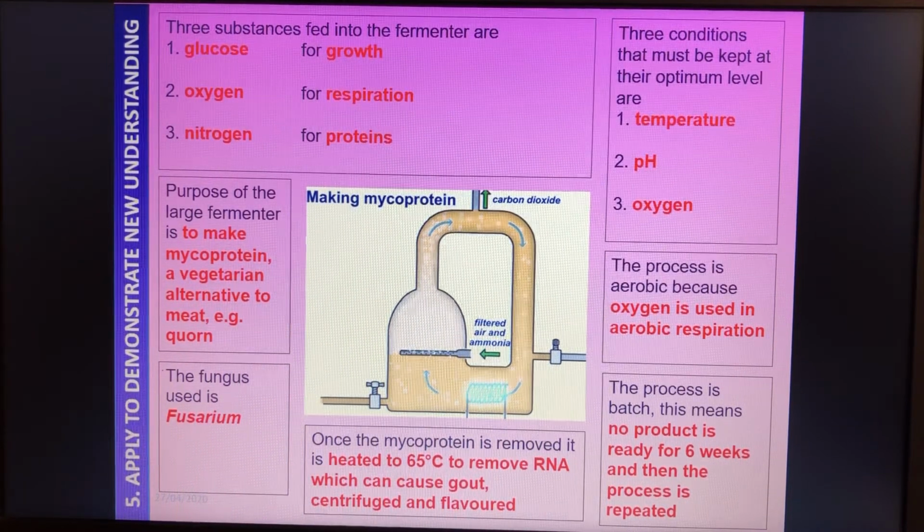3 conditions that must be kept at their optimum level are temperature, pH and oxygen. The process is aerobic because oxygen is used in aerobic respiration. The process is batch. This means no product is ready for 6 weeks and then the process is repeated. So it's all removed, all sterilised and then repeated. And once the Mycoprotein is removed, it's heated to remove RNA, which can cause gout. It's centrifuged and then flavoured.